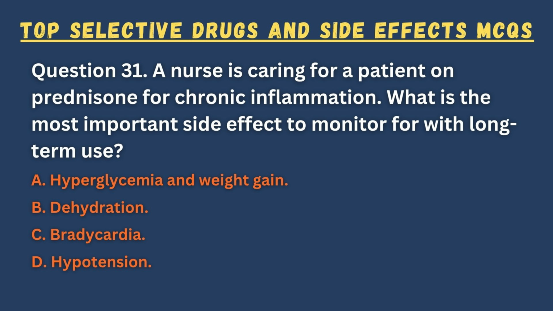Question 31. A nurse is caring for a patient on prednisone for chronic inflammation. What is the most important side effect to monitor for with long-term use? A. Hyperglycemia and weight gain. B. Dehydration. C. Bradycardia. D. Hypotension.